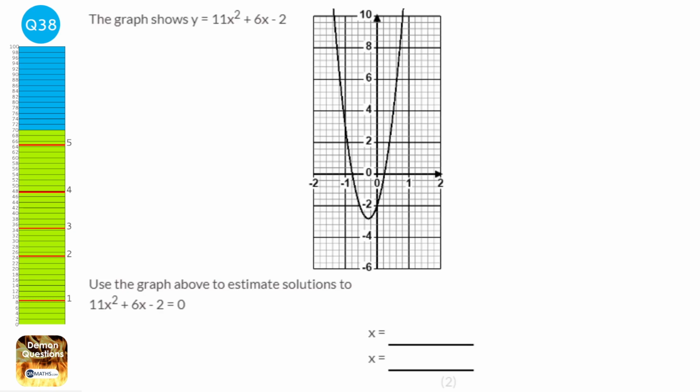To find solutions for quadratics on a graph, all you need to do is find out where the graph meets the x-axis. Okay, so the coordinates where this graph meets the x-axis are here and here, and that would be minus 0.8 and 0.2, and they're also called roots.